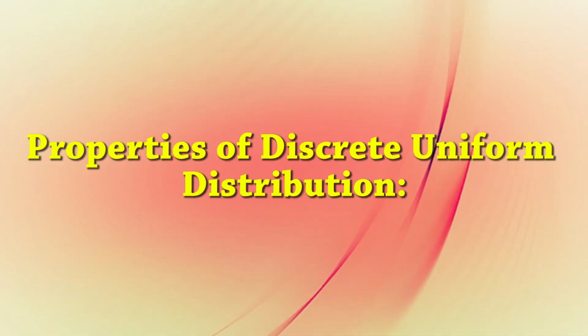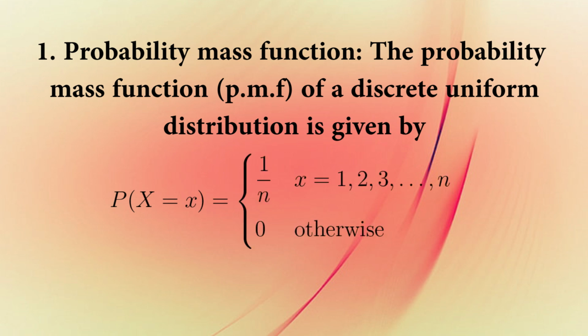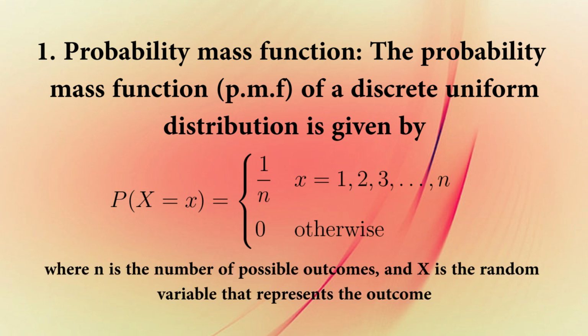Now, we shall look into certain properties of discrete uniform distribution. Probability mass function. The probability mass function PMF of a discrete uniform distribution is given by probability of X equal to x is 1 divided by n for x equal to 1, 2, 3, etc. up to n and 0 otherwise, where n is the number of possible outcomes and x is the random variable that represents the outcome.